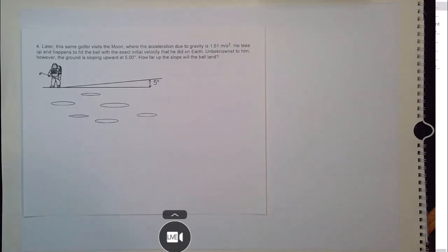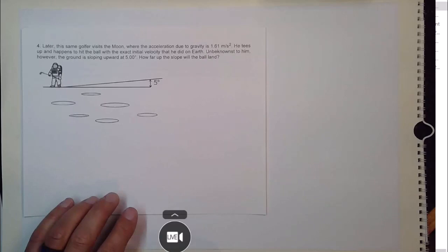Later, the same golfer visits the moon, where the acceleration due to gravity is 1.61 meters per second squared. He tees up and hits the ball with the exact initial velocity that he did on Earth. This would take some kind of luck. Unbeknownst to him, the ground is sloping upward at 5.00 degrees. That's going to toss in a complication, but we want to know how far up the slope the ball is going to land. So let's see what we can do with this.